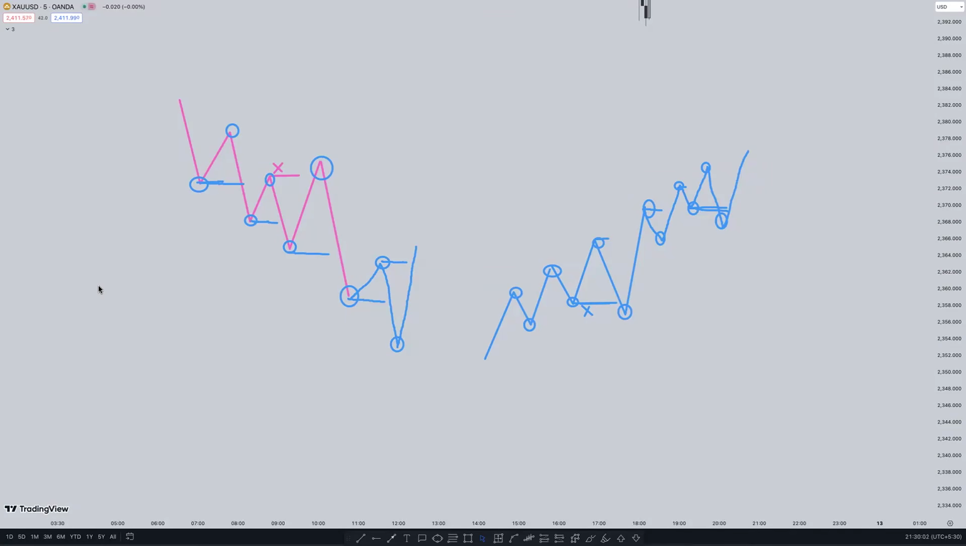Inducement is a valid pullback. Yes, sir, good question. Every inducement must be a valid pullback, not an inside move, right? So you mark a cross mark as a pullback, right? I mark a cross as an inducement. Okay.